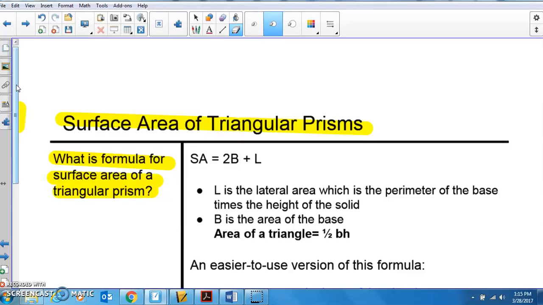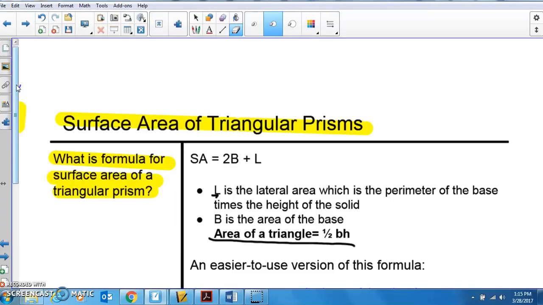We already know what the uppercase B is. It represents the base of whatever that shape is. In this case, a triangular prism is going to have a triangular base. So the uppercase B would be 1/2 base times height, because that represents the formula for area of a triangle. And then we have the uppercase L. The uppercase L is what is called lateral area, which represents the perimeter of the base times the height of the solid. That is the technical formula.